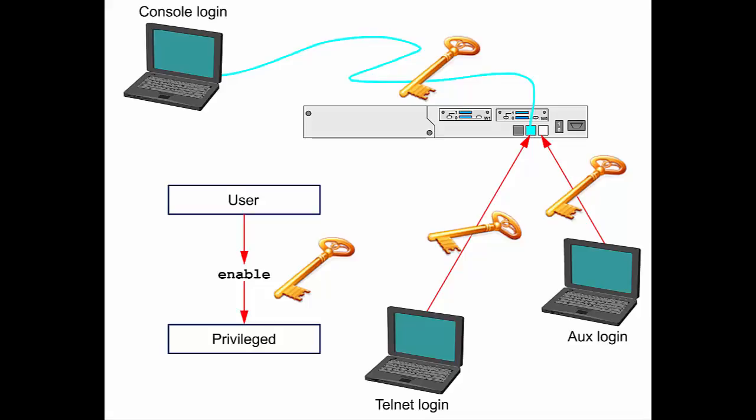Now, if the auxiliary port does not have a password set, then you can only go in at the user level. You can't raise up to the privilege level. Whereas the console port, you can actually go in at the user level, type in the enable command and get to the privilege level without the need for a password.